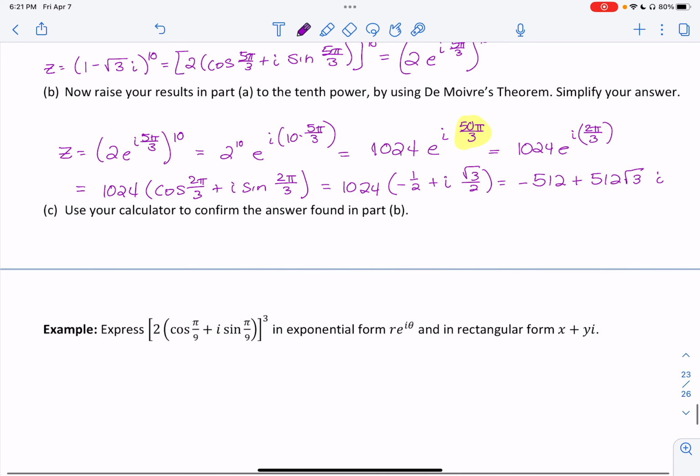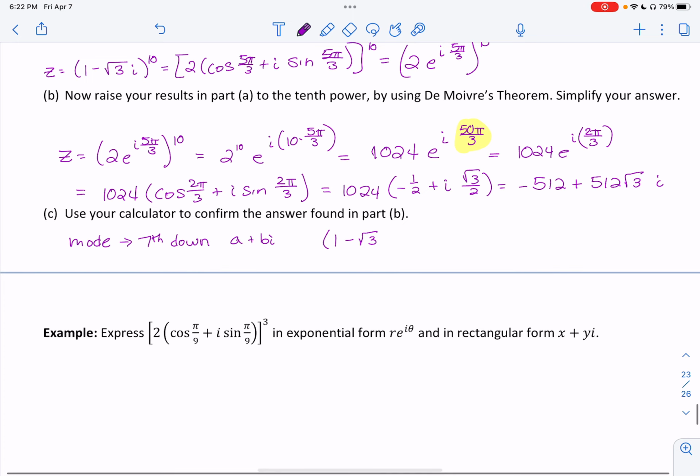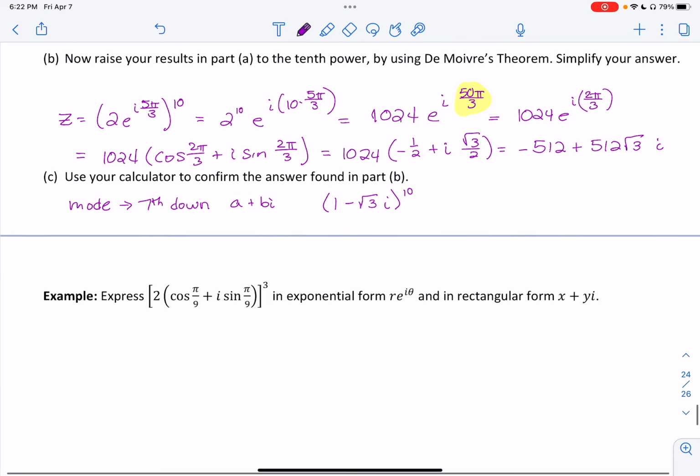If you'd like to use your calculator to confirm this result, go to mode. About the 7th one down, you'll see a setting that says a plus bi. I think it has standard or something written. Let me look real quick here. It has real, a plus bi, or re to the i theta in that row. So pick the a plus bi, and then you can type in 1 minus square root of 3 i to the 10th. You should get the result that you have here.